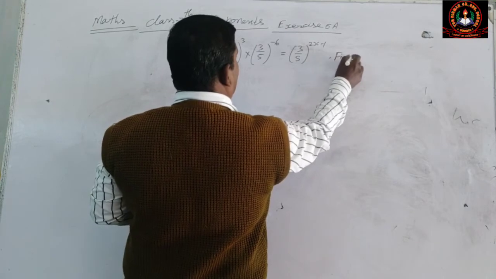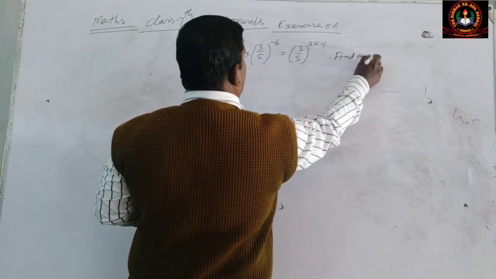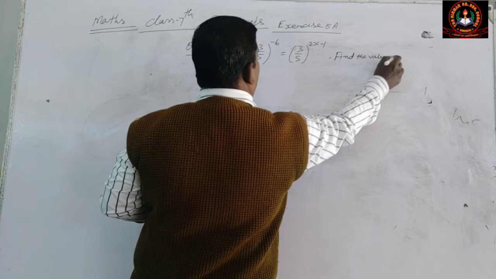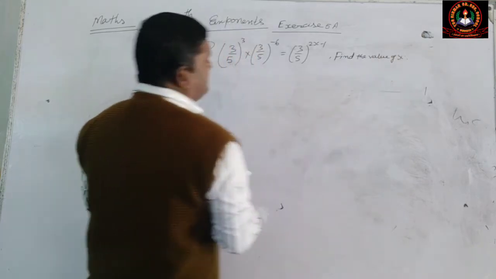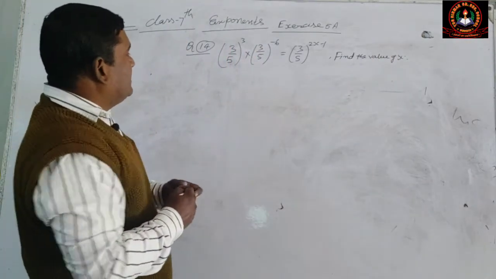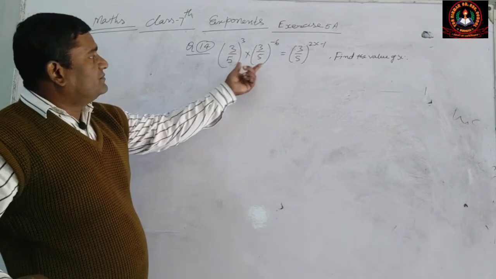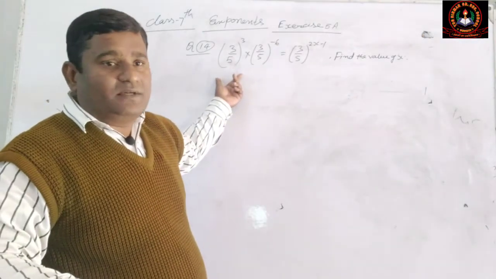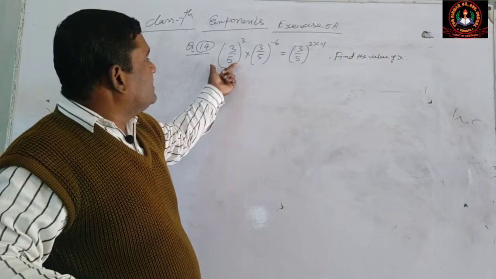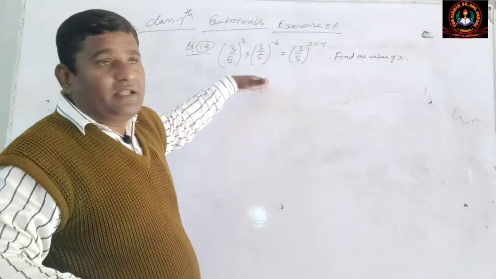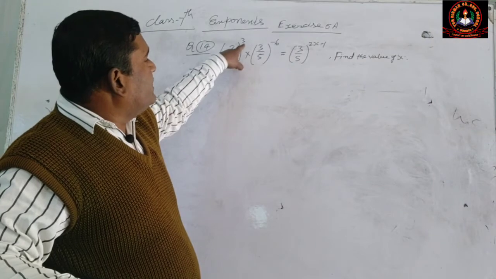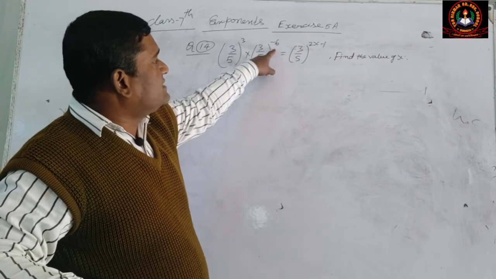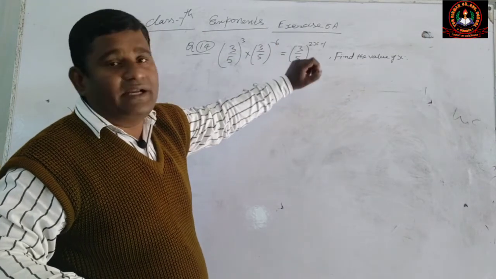Find the value of x, means x is unknown here. And what is 3 upon 5? This 3 upon 5 is a rational number. It is given in the form of a fraction, and its exponent is 3. Here is minus 6 and here is 2x minus 1.